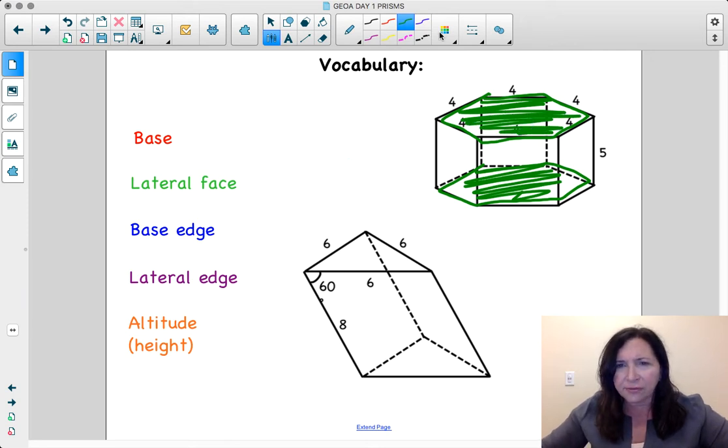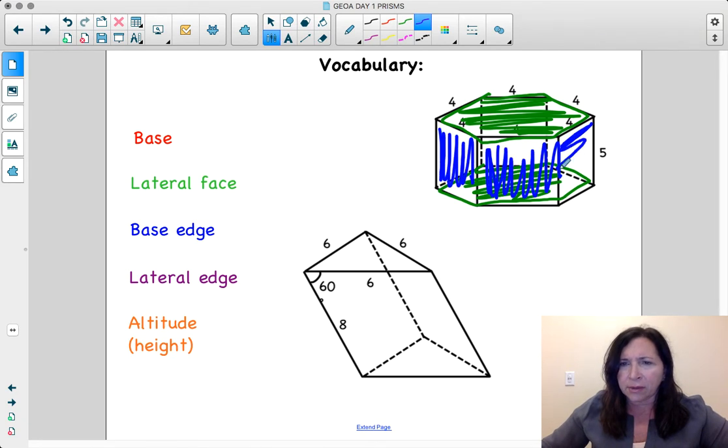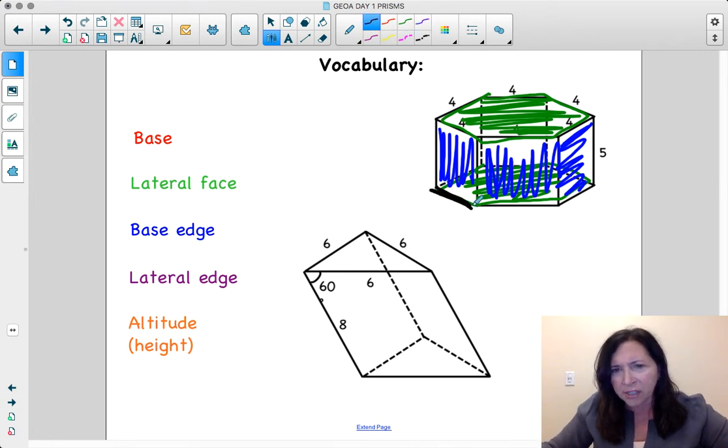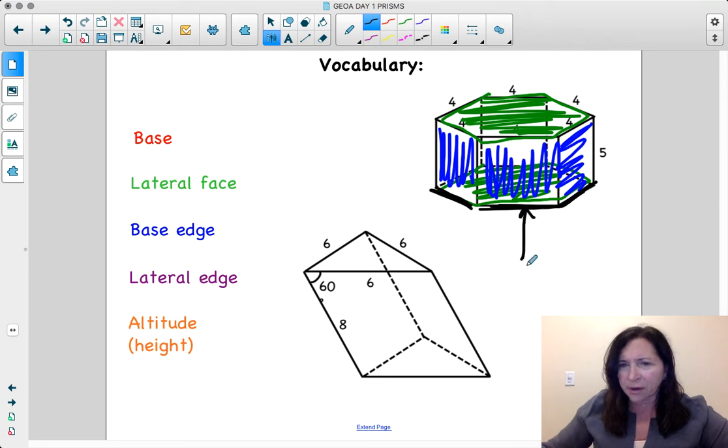A lateral face, okay, there's a lateral face, it looks like this. That's a lateral face here, here, going all the way around. Now, a base edge is going to look like this. There's an edge, and that's a base. See that edge? That's a base edge right there. And additionally, you have base edges up on the top as well.